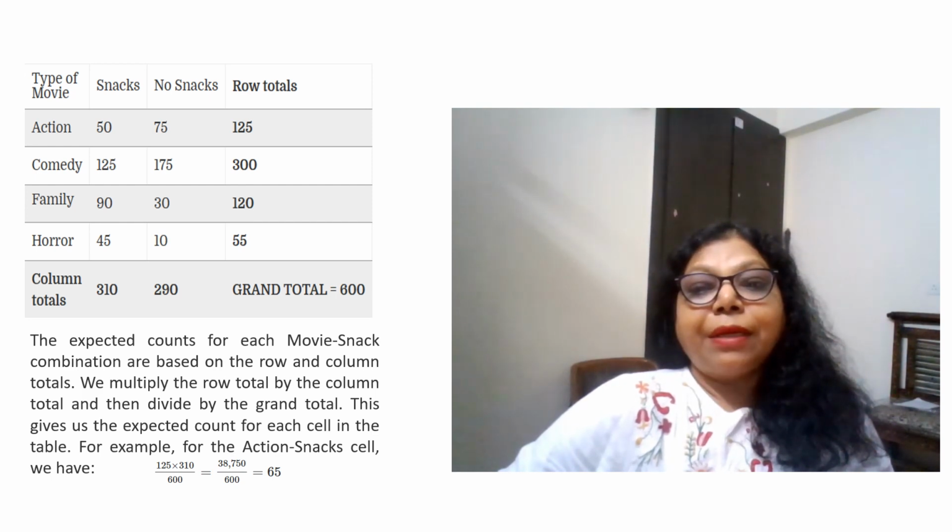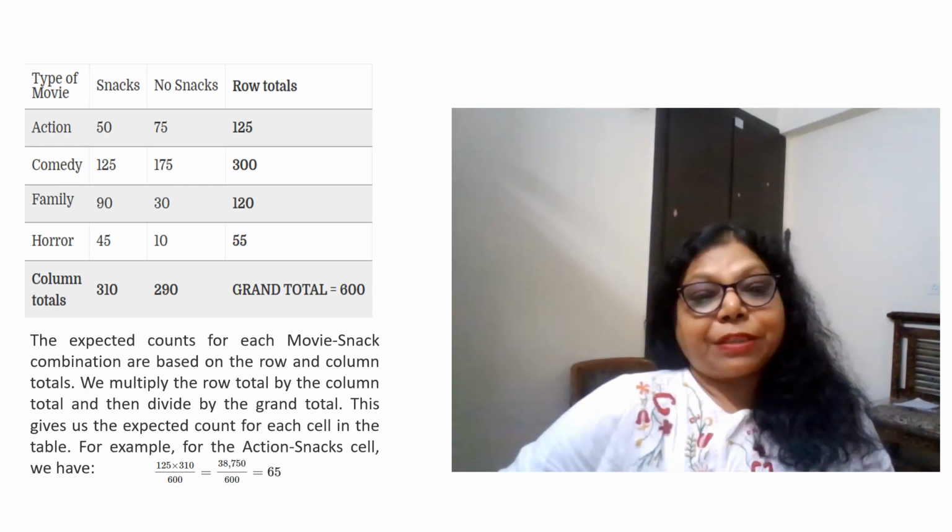For example, action with snacks. So we have 125 times 310 divided by 600. So the answer comes to 65. We rounded the answer to the nearest whole number. If there is not a relationship between the movie type and snack purchasing, we would expect 65 people to have watched an action film with snacks.